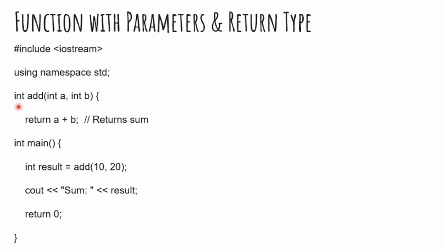Instead of void, if you are returning anything, then we use int, string, and some other return types. If you're returning a string, we use string. If you're returning an integer, we use int. If you're returning a double, we use double.